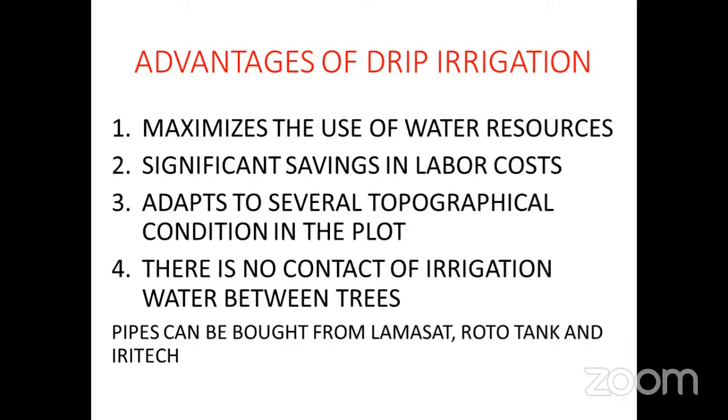And the water doesn't go everywhere splashing on the stem of the plant. It goes to where it's needed. And those are some of the places where you can buy this technology: Lamcs, Auto Tank, and Viritech. So you maximize the use of the water you have, because water goes where it's needed.